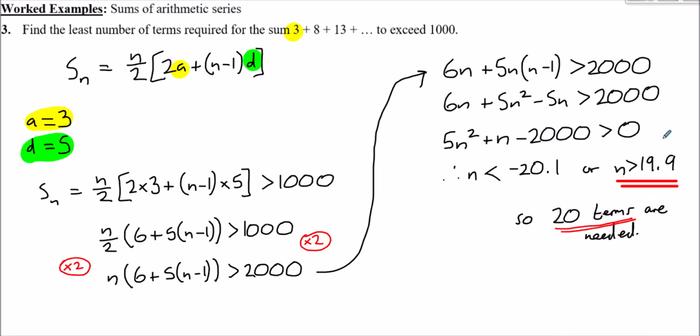Let's have a look at another one. Worked example 4. For example 4, we've got an increasing arithmetic sequence. It's got a second, a third, and a fourth term, like so. Now, importantly, it's not starting from the first term. So this is the second one, that's the third, and this is the fourth.